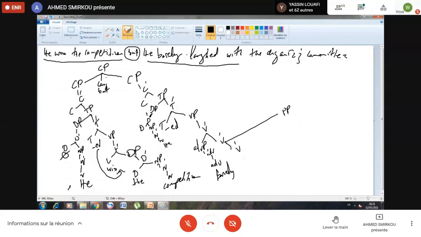There is no object left. So the verb laugh here. There is no object here. And then we move this ED to the verb laugh. Then the preposition phrase. What is the rule? With the organizing committee: P bar, P zero bar, with. Very good.